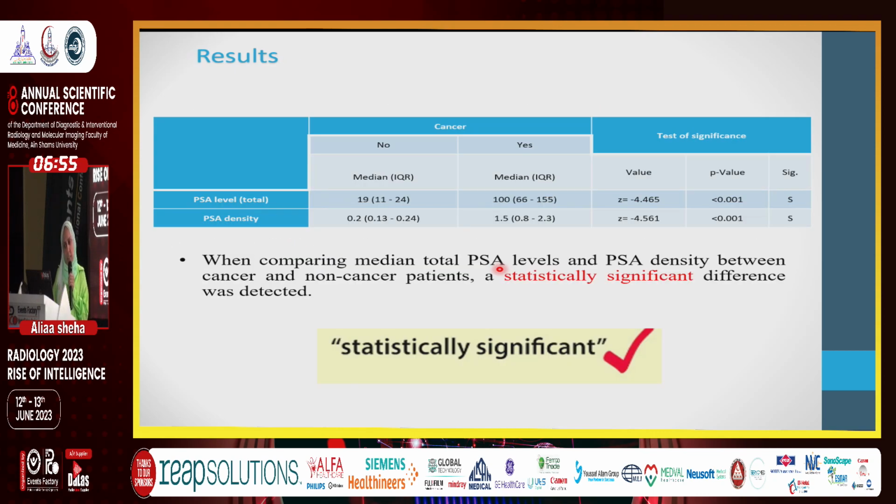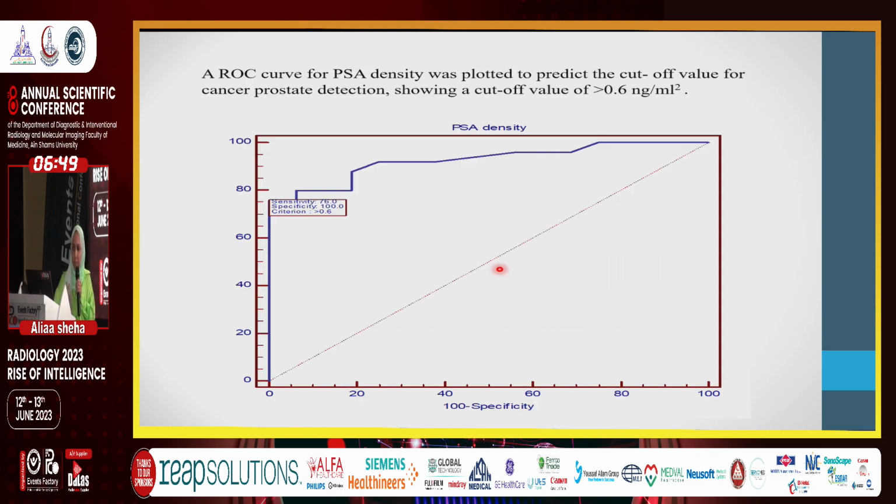There was statistical significance between the PSA levels and the PSA density between cancer patients and non-cancer patients. We did a ROC curve for the PSA density, and our cutoff value was more than 0.6 in differentiation of cancer from non-cancer patients, and the cutoff in literature is 0.2.